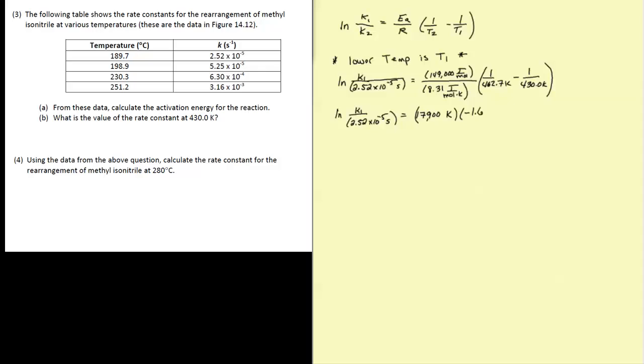What we're basically doing here is we're plugging in the known activation energy, the gas law constant, and then 1 over temperature 2, which is the higher temperature, minus 1 over temperature 1, which is the lower temperature, both in Kelvin, and we're setting it equal to the natural log of K1 over K2, which is the K associated with the higher of the two temperatures.